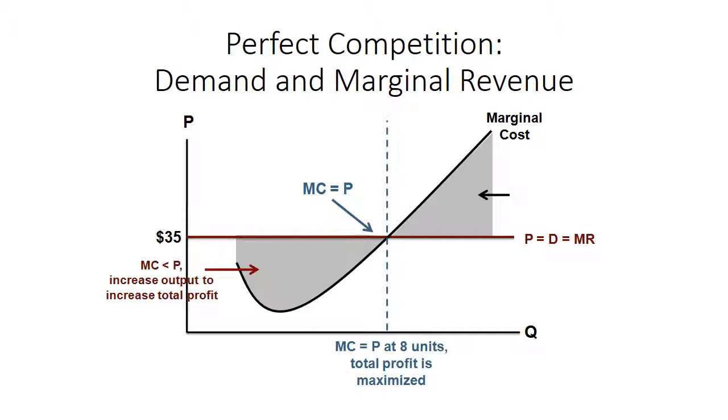The firm will not stop short of that point either, since doing so would leave units unproduced that could have added to total profit. For all units produced prior to MR equals MC, MR is greater than MC. These are profitable units. For all units produced after MR equals MC, where MR is less than MC, those are loss units and will not be produced.